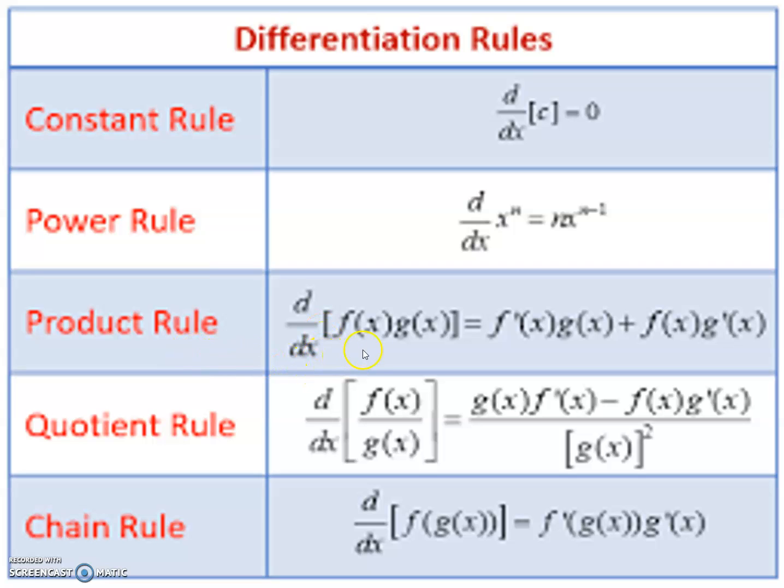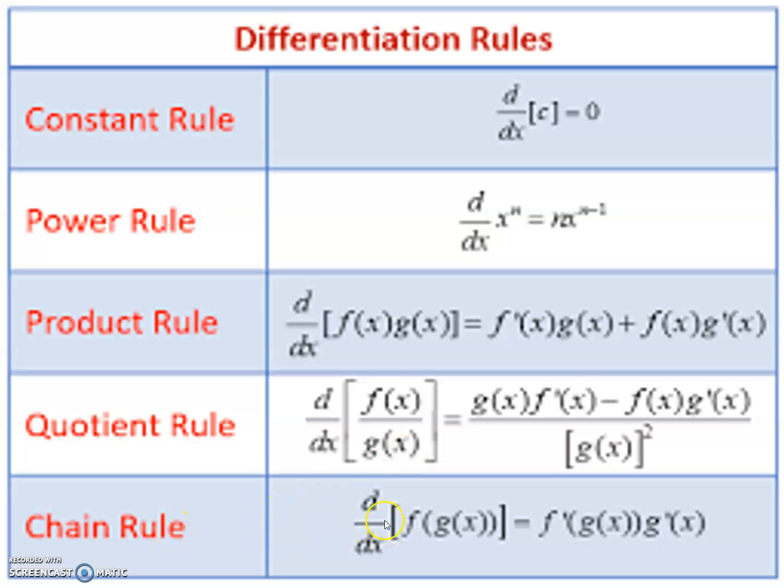Product rule, derivative of f of x into g of x is f dash of x into g of x plus f of x into g dash of x. Dash symbol indicates the derivative of the respective function. Quotient rule, derivative of f of x upon g of x is g of x f dash of x minus f of x g dash of x, all over g of x bracket square.